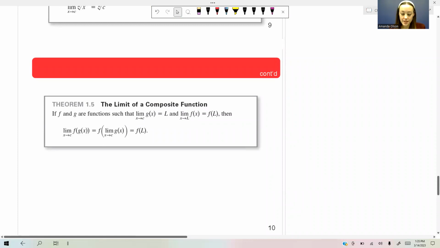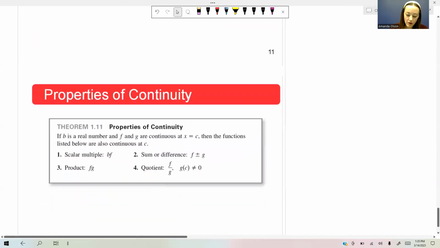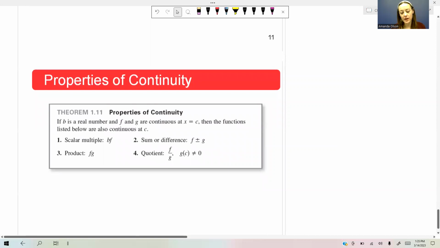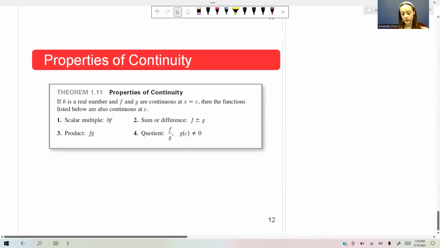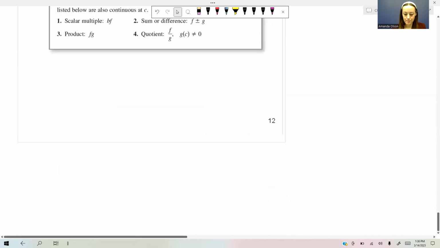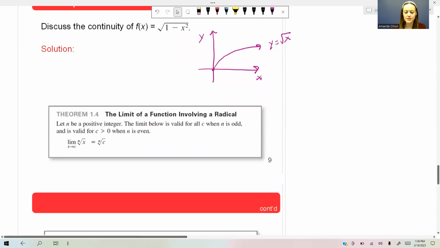Further, some other properties of continuity we have is that limits hold under composite functions. And so we can talk about continuity holding in similar ways that function limits hold. So we have scalar multiples hold under continuity, sums and differences hold under continuity, products hold under continuity, and quotients hold under continuity, provided that g of c doesn't equal 0. That gives us some nice things to work with.